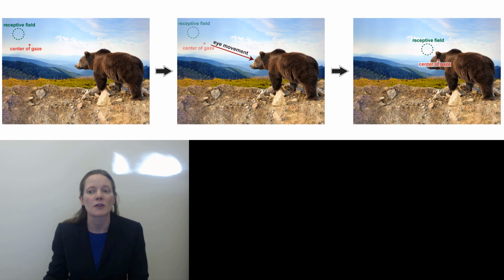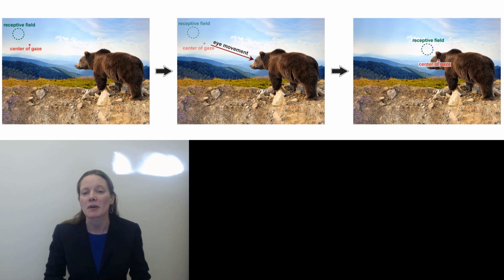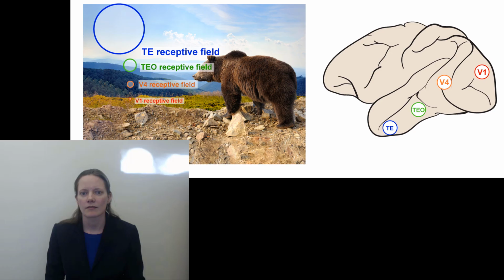Since the photoreceptors are in the eye, if your eye moves, the receptive field for that photoreceptor moves with it to a new part of space, at the same location relative to the center of your gaze. This is referred to as being in retinotopic coordinates, meaning that it's defined relative to the center of the retina, or the center of your gaze.